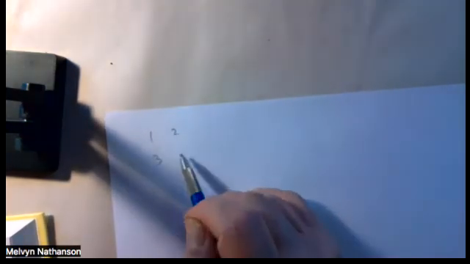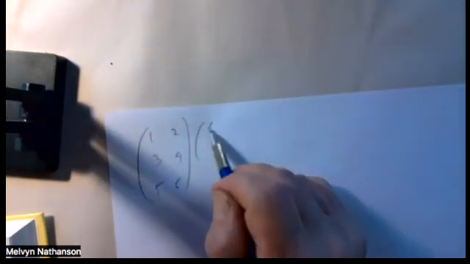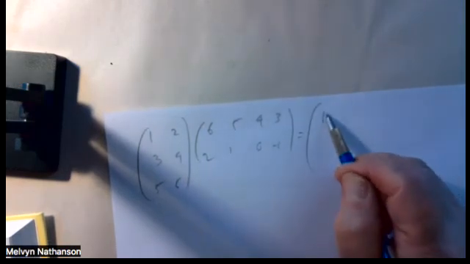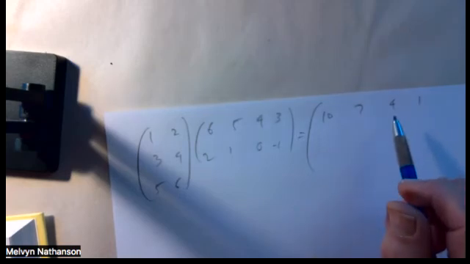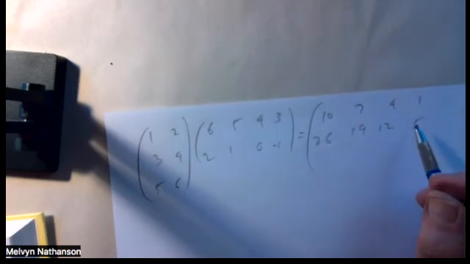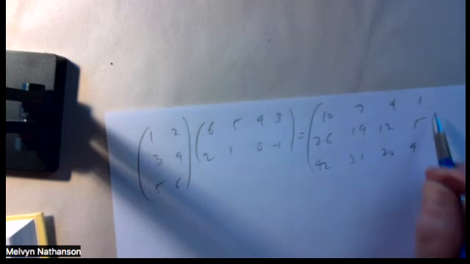So let's look at another example. Here's an example I worked out a moment ago. Let me look at this again. 1, 2, 3, 4, 5, 6, and 6, 5, 4, 3, 2, 1, 0 minus 1. That was 10, 7, 4, 1, 26, 19, 12, 5, 42, 31, 29.